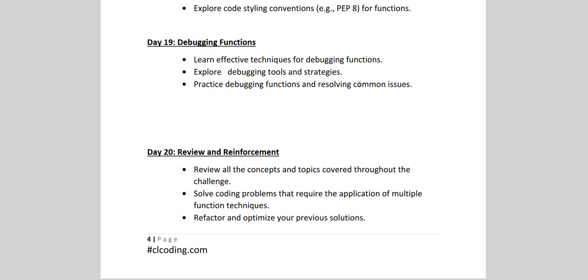Then in day 20, we are going to review all the concepts which we have learned in the previous days, and throughout what we have done and what problems occurred, we are going to solve in day 20. So that's it.